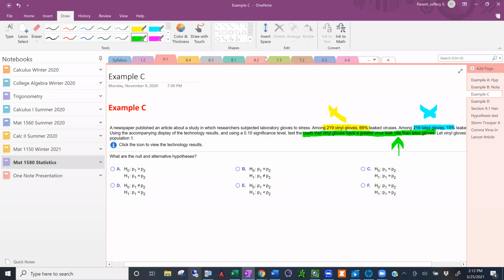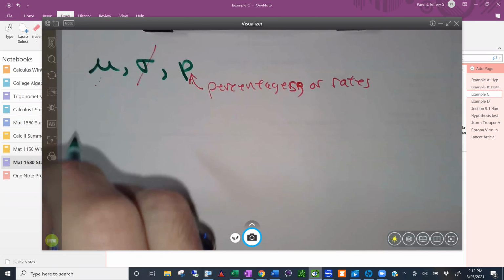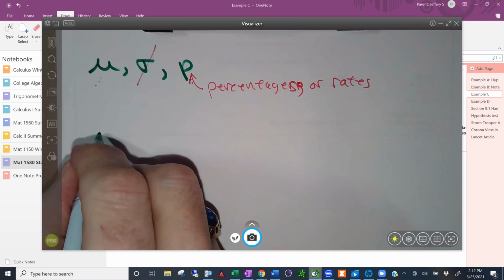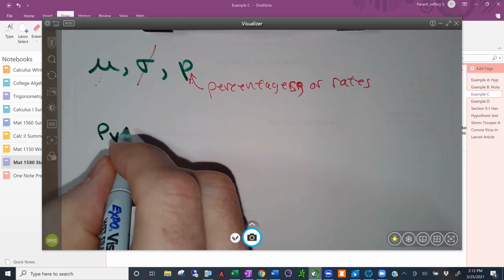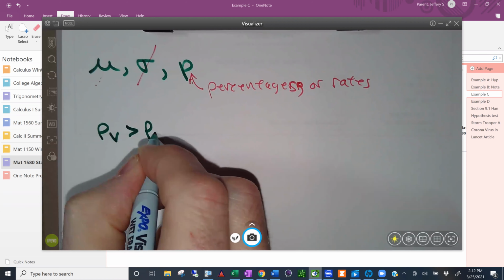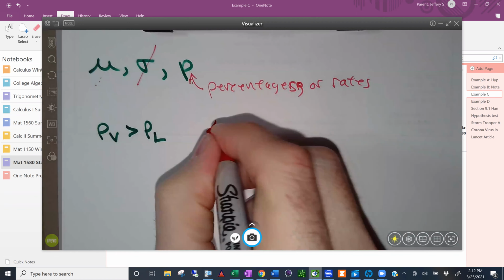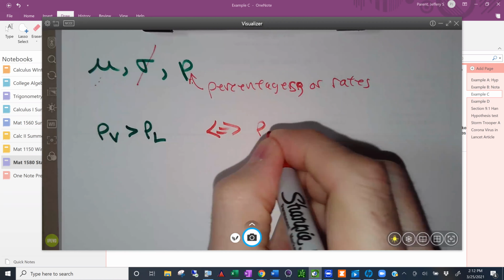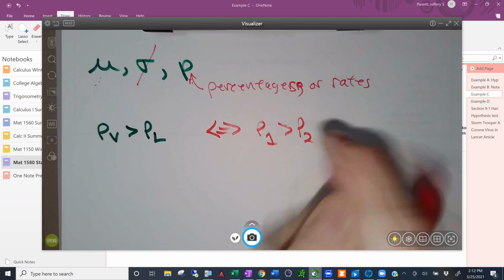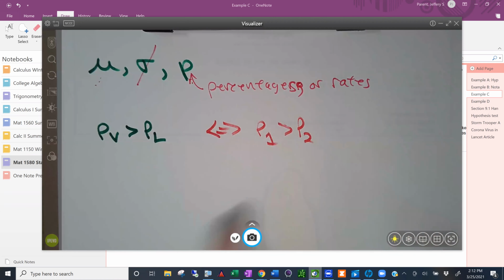Now, as I said a little bit ago, I like to subscript these. So what I would write is that the rate for vinyl gloves is greater than the rate for latex gloves. Now in StatLab, you're going to have to put P sub 1 is greater than P sub 2 and just keep track of which one's which. We'll still use these. That's our original claim.